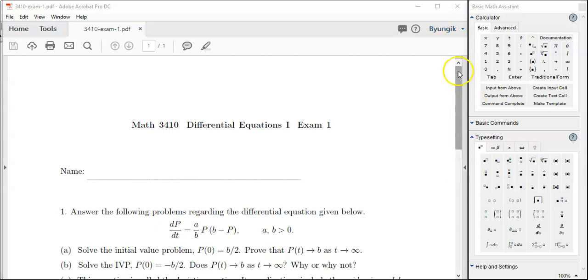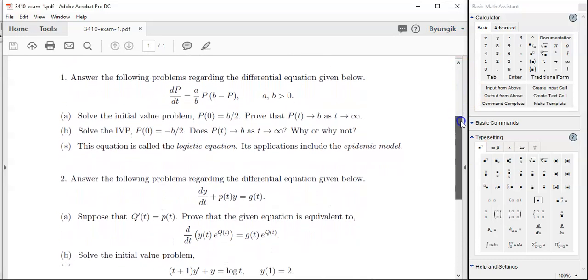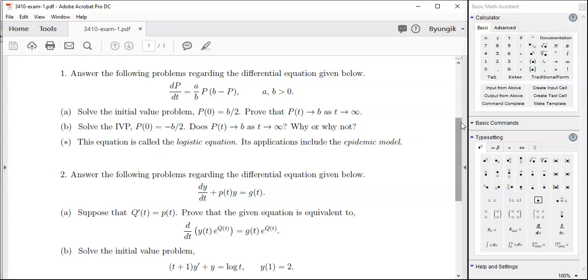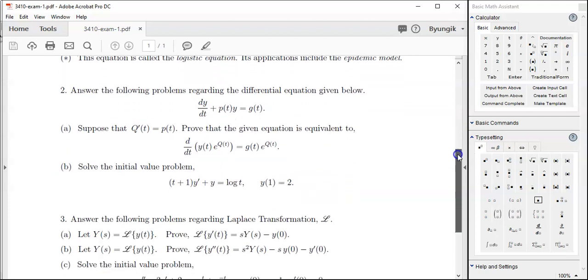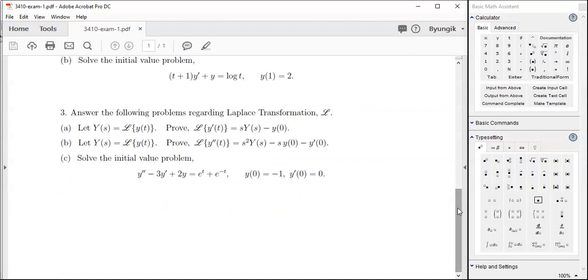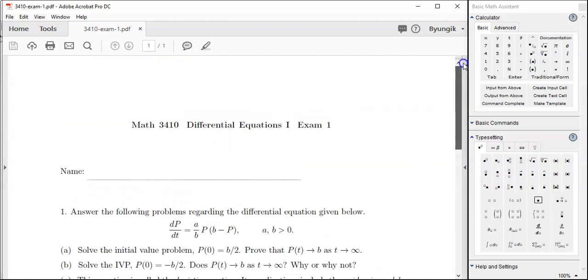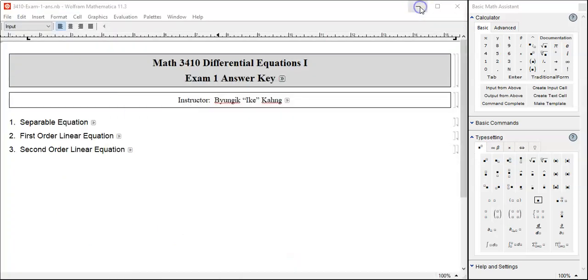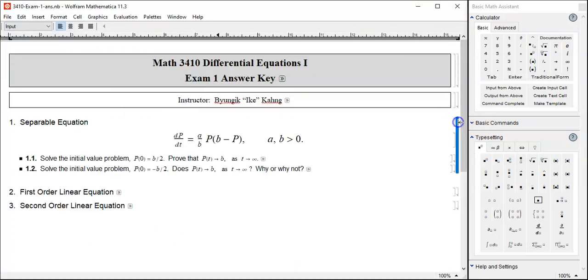The Exam 1 problem set consists of 3 problems with some multiple parts. Number 1, a separable equation. Number 2, a first order linear differential equation. And finally, number 3, a second order linear differential equation. Let's begin with number 1, a separable equation.